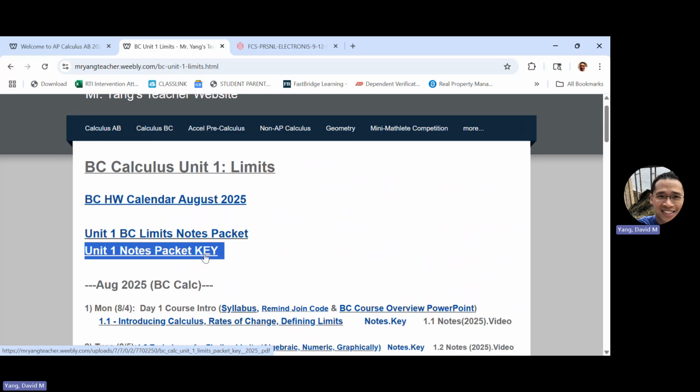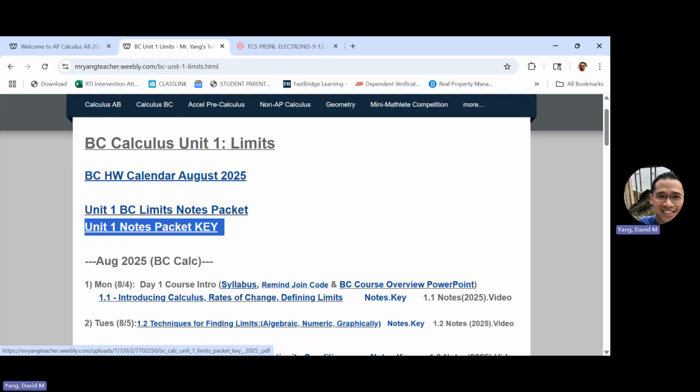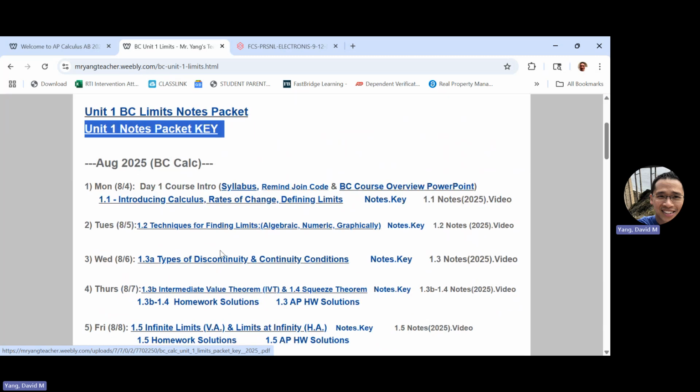Hopefully that'll make it easy. I'm trying to streamline things so that every unit is just one packet for notes and one packet for the test review or assessment review. And then if you go down to day 1, this is today, Monday, I have the syllabus link, the Remind join code, and the PowerPoint slide that we're going through. And then these are basically just repeats of the packet and packet key, laid out individually.